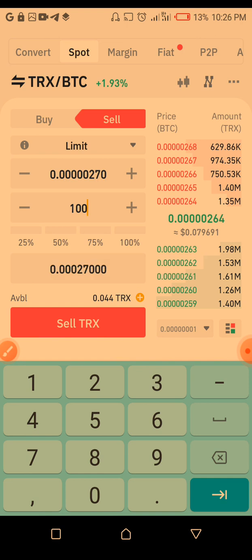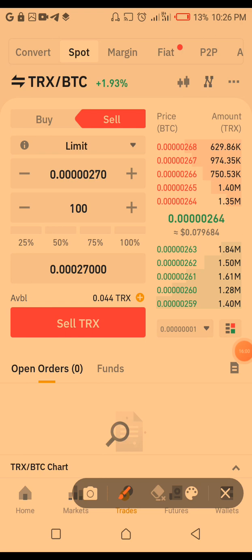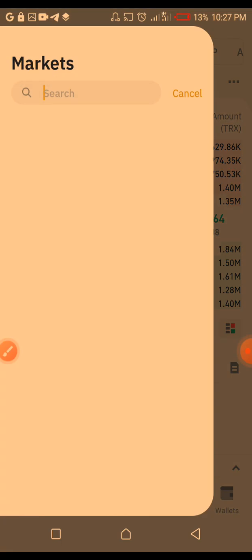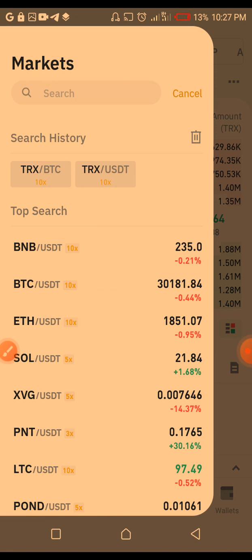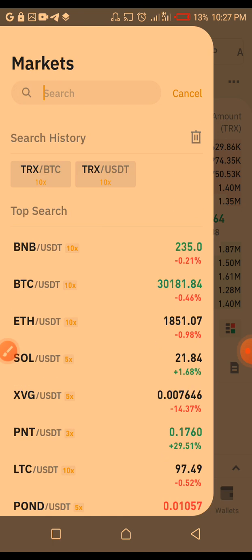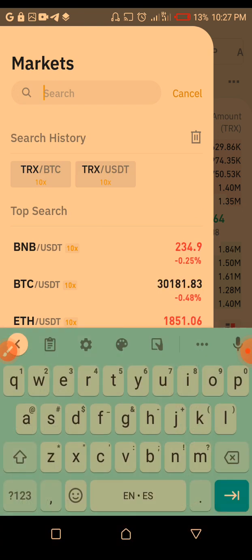So if you want to change this particular pair here, maybe you want to trade another pair, you can click on that particular place. Let's click on it. It will open up a market option. So you can choose anything here, or you type it for it to come out. So let's say we want to trade BTC/USDT.